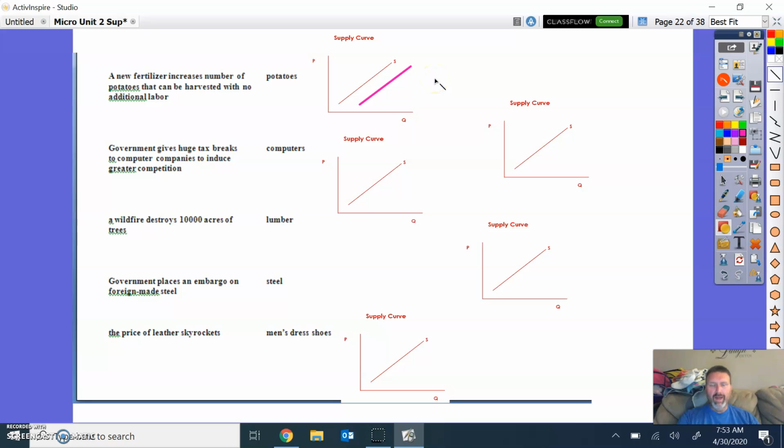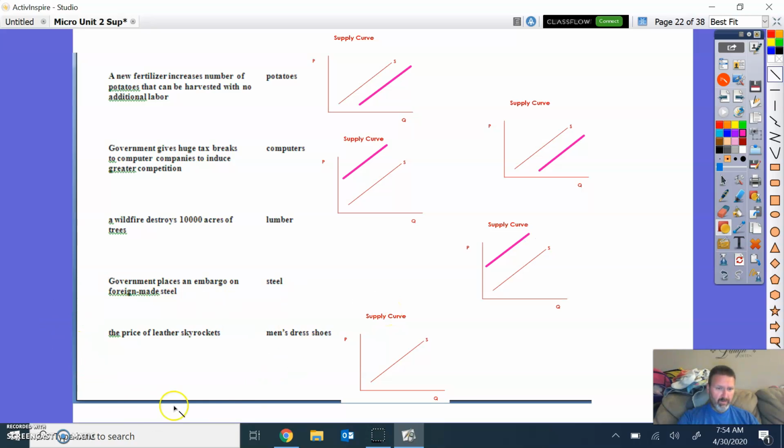Okay, supply curve out. Government gives huge tax breaks to computer companies. Okay, that's a subsidy. We want more computers. Out. Okay, a wildfire destroys 10,000 acres of trees. In. Right, we don't have any lumber. Government places an embargo on foreign-made steel. What that basically means is that they want less foreign-made steel in here. So that's going to move the supply of steel in at that point.